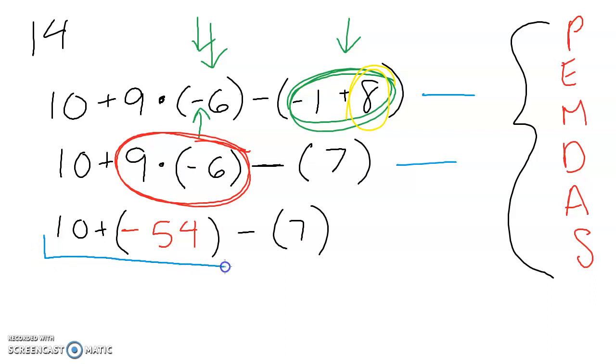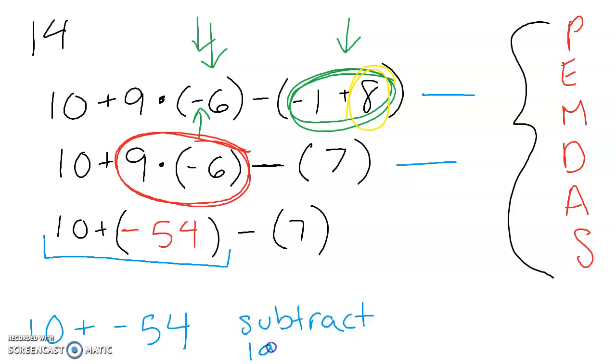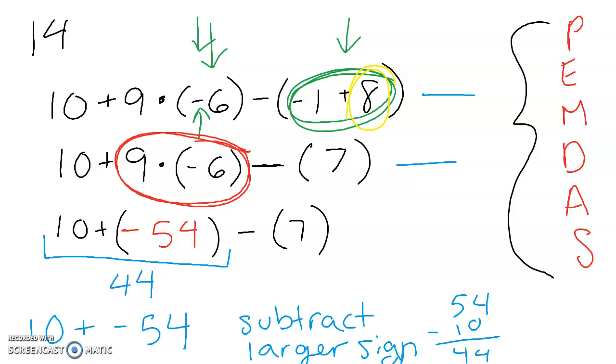Okay, so now we have a series of addition and subtraction. So we are going to do this first because it is what comes up first when I am moving from left to right. So if I have a 10 plus a negative 54, I'm adding numbers with different signs. So I am going to subtract and keep the sign of the larger number. So 54 minus 10 is going to be 44. And then I'm going to keep the sign of the larger number, which in this case is going to be that 54.